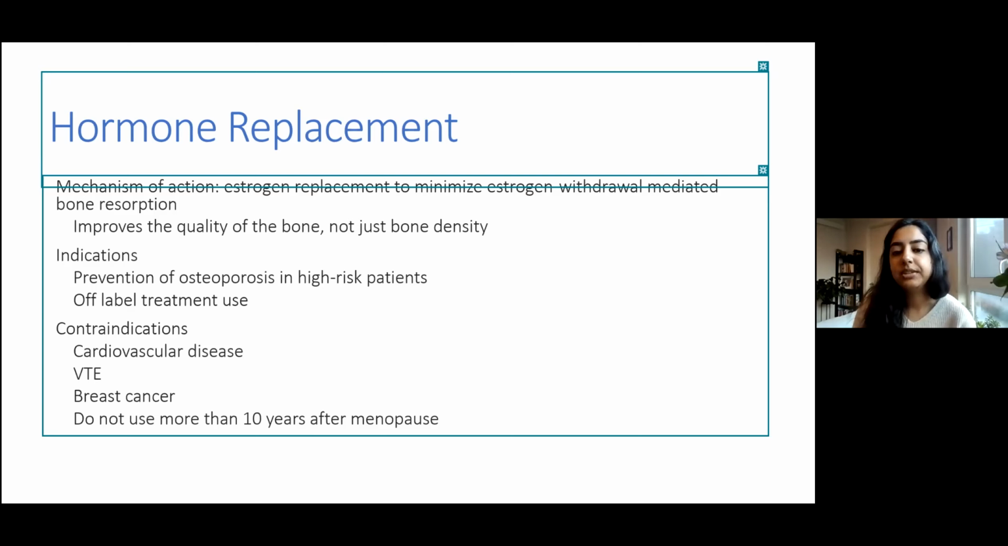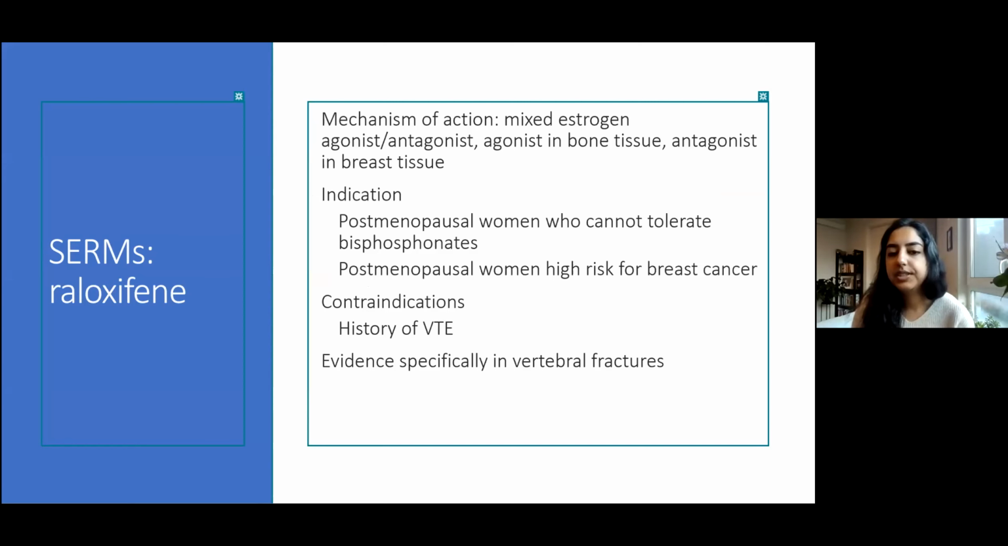Hormone replacement is really appealing therapy because it improves the quality of their bone, not just the bone density. So, estrogen is like major food for the bone. There are many contraindications that we learned from the Women's Health Initiative that preclude use of hormone replacement for osteoporosis alone. But, you can use a selective estrogen receptor modulator like raloxifene for similar benefits. So raloxifene has mixed estrogen agonist-antagonist activity. So it's an agonist at the bone and antagonist in breast tissue. So you can use raloxifene in postmenopausal women who can't tolerate bisphosphonates.